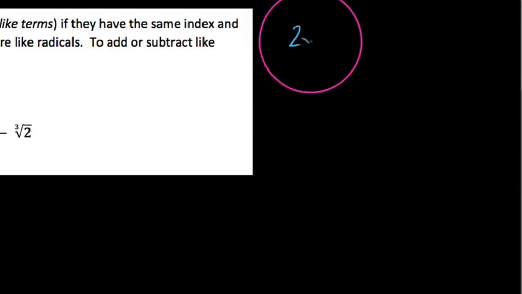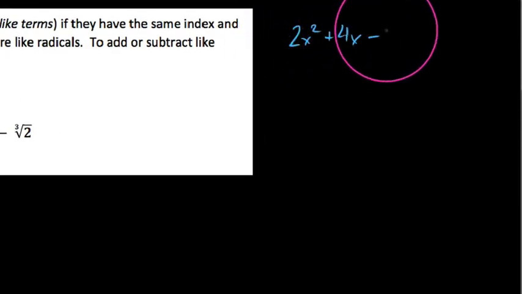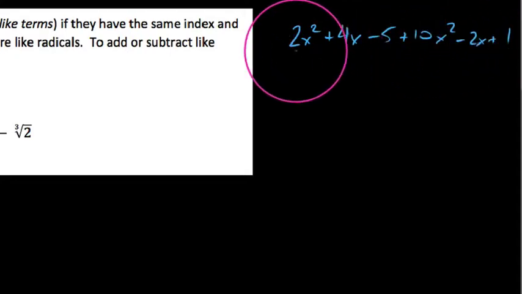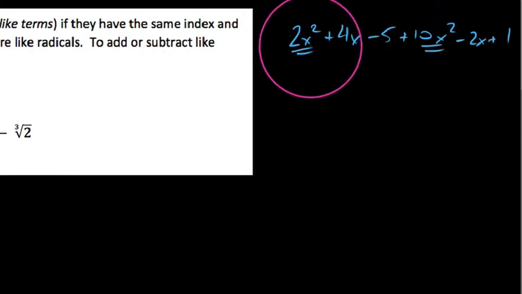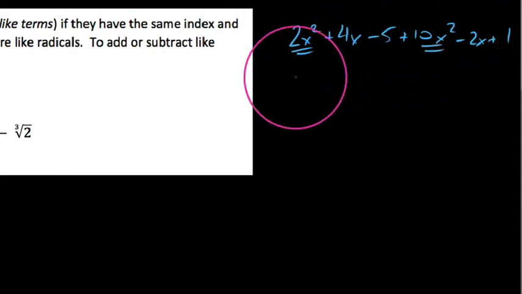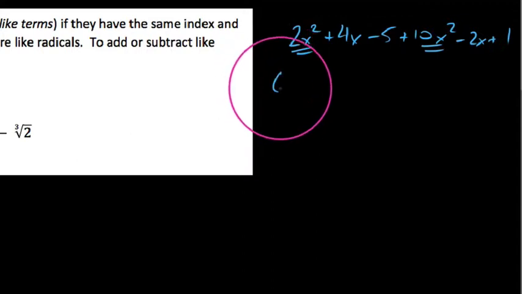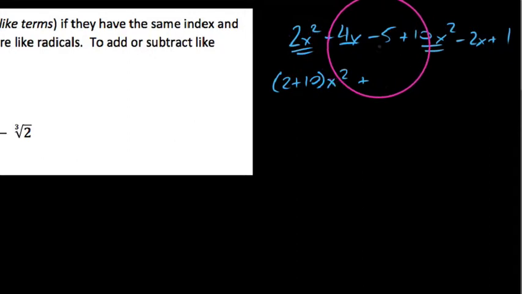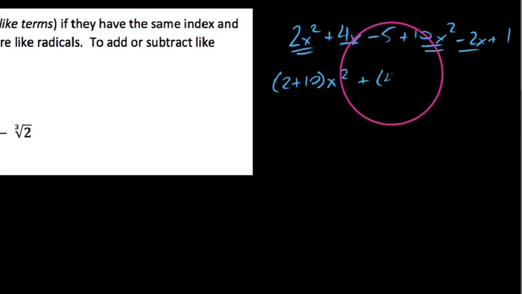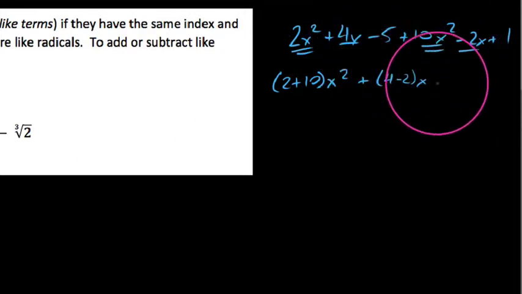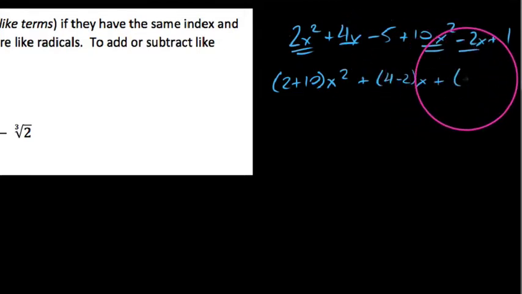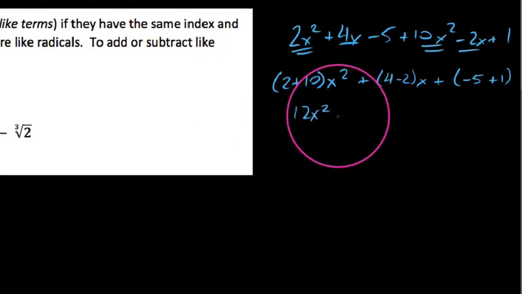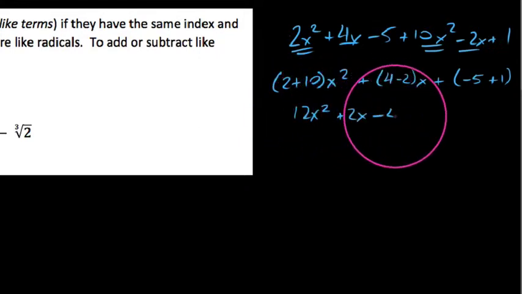Let's say I have some algebraic expression like 2x squared plus 4x minus 5 plus 10x squared minus 2x plus 1. We could combine anything that has the same variable type to the same exponents, and just combine their coefficients. So it'd be 2 plus 10 of these x squared things, plus 4 minus 2 of these x to the first things, and then plus negative 5 plus 1 for the constants. Technically we're just combining coefficients, and we get 12x squared plus 2x minus 4.